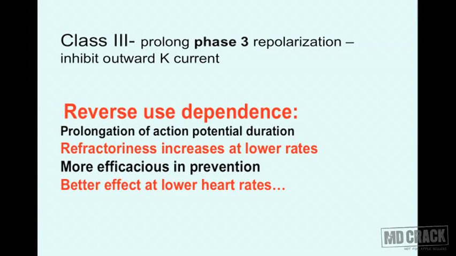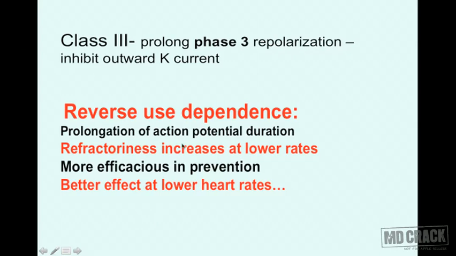Now we had said for class 1 agent that they had use dependence effect. Class 3 has reverse use dependence effect. So I hope you remember what was use dependence. More the heart rate, the drug is going to act better. More time the sodium channels open, the drug is going to act better. So this was class 1. This is reverse use dependent. There is a refractoriness which increases at lower rates, and there's better effect at lower rates.